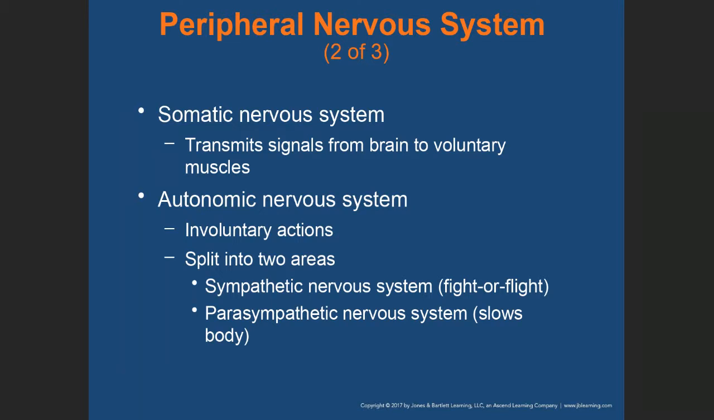The autonomic nervous system is responsible for involuntary actions, and it's split into two areas, which we discussed earlier. We have the sympathetic nervous system, which is sometimes referred to as the adrenergic nervous system, and the parasympathetic nervous system, which slows the body. So one is fight or flight, the other slows the body down. Sometimes with the parasympathetic, they will say rest and digest, or feed and breathe. Fight or flight is sympathetic.